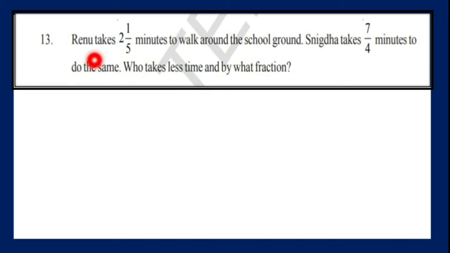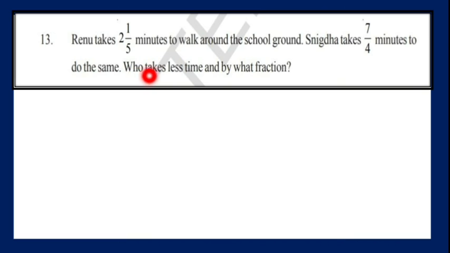Observe that Renu takes 1 2 by 5 minutes to walk around the school ground. Snigdha takes 7 by 4 minutes to do the same. Who takes less time and by what fraction? Observe that here they have given the time taken to walk around the school ground in minutes. In the case of Renu, they have given 1 2 by 5 minutes. That means it is a mixed fraction. In the case of Snigdha, they have given 7 by 4. That means this is an improper fraction.